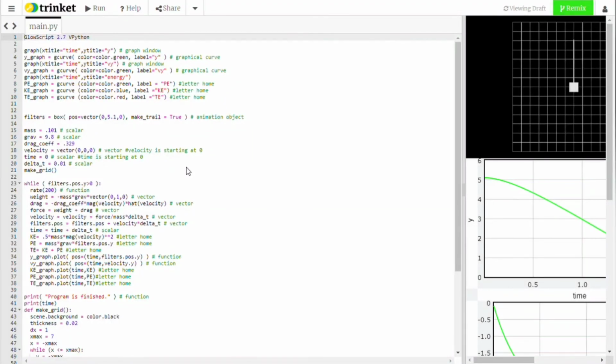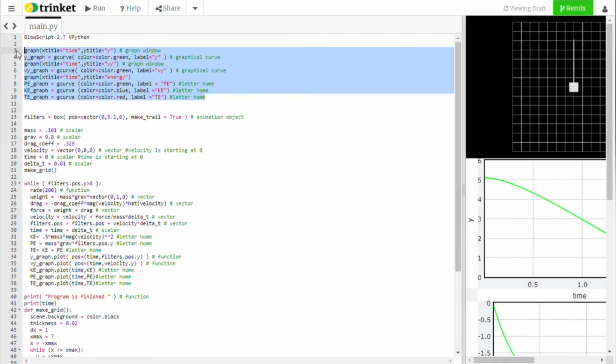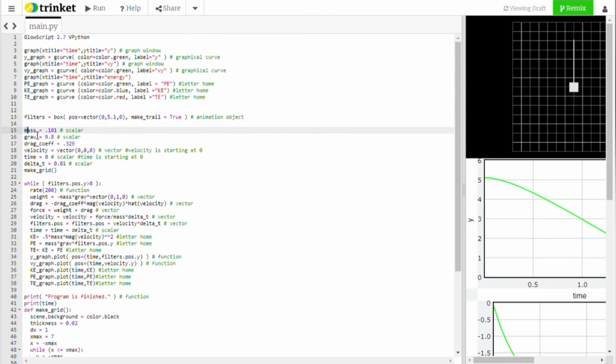Now here we have the code. At the top up here, we have just where the graphs will be created, just the visuals of the graphs that you'll see down here on the bottom right. Here are the constants like the mass, the gravitational constant, the drag coefficient, which we calculated earlier, and the initial velocity, which was 0, time, which was 0, and the delta t that the code is going to be using to update is at 0.01 seconds. So it's going to be very accurate.